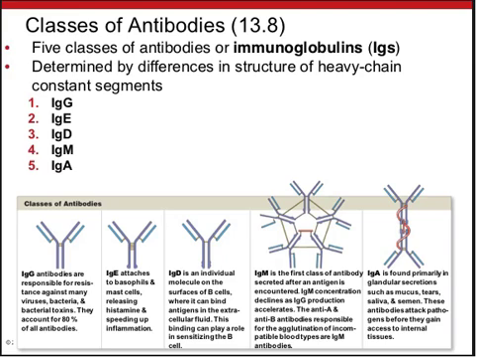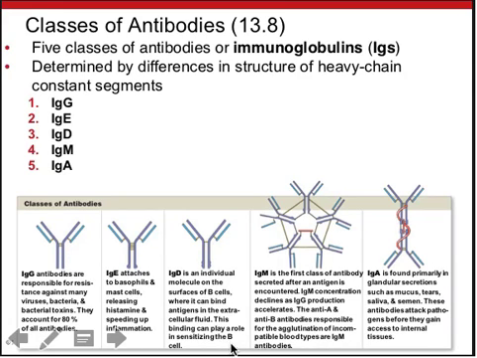We start with IgG. These are antibodies that are responsible for resistance against viruses, bacteria, and their toxins, and they account for 80% of antibodies. IgEs attach to basophils and mast cells, causing them to release histamine and promote inflammation. See how the constant region down here is a little bit different than it is in the IgG.